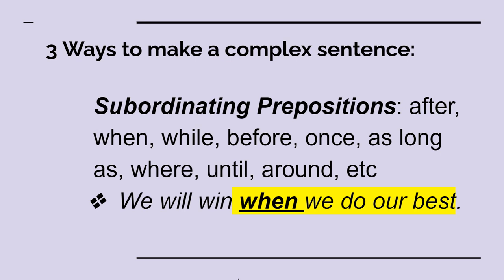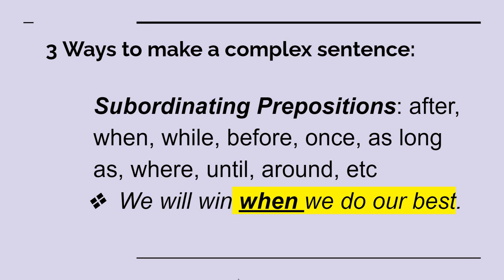So subordinating prepositions, or prepositions, are relationship words that deal with time or location or how things interact with each other, like after, when, while, before, once, as long as, where, until, around, and a whole bunch of others. You could look up online and find a list of 100 different prepositions real easy. We will win when we do our best.